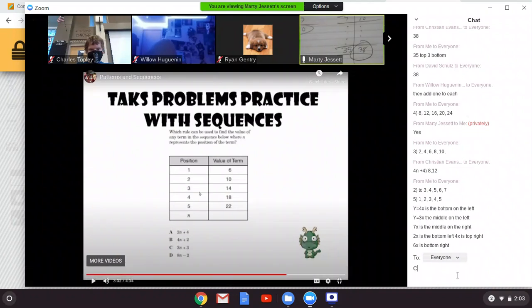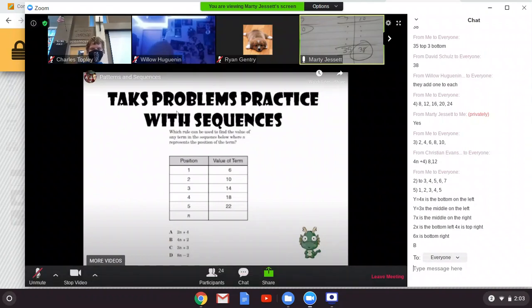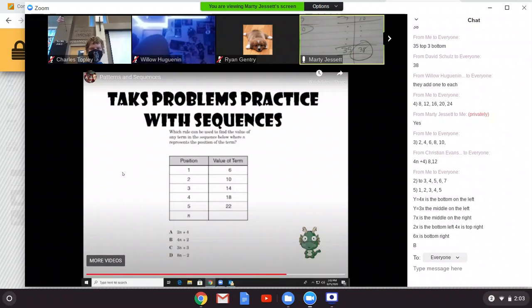Okay, n is the position. So you have to plug in 1, 2, 3, 4 into each one of these and figure out which one's going to give you this sequence over here, the values 6, 10. Which one of those is right? Better try more than just n equals 1.